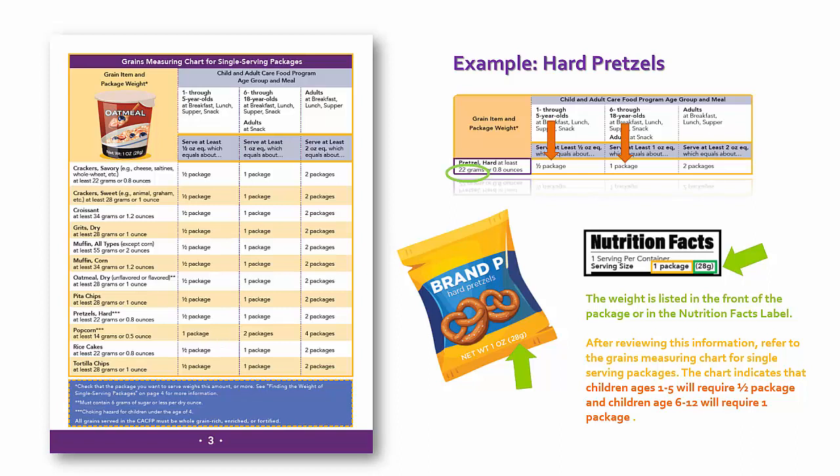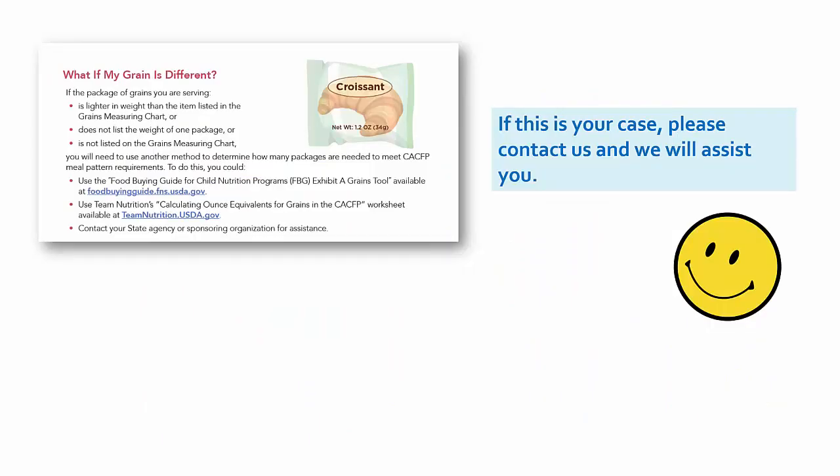After reviewing this information, refer to the grains measuring chart for single serving packages. The chart indicates that children ages 1 through 5 will require half a package, and children ages 6 through 12 will require 1 package. Once again, if your grain is lighter in weight than the item listed on the grains measuring chart, or does not list the weight of the packet, or is not listed in the chart, make sure to use the food buying guide. If this is your case, please contact us and we will assist you.